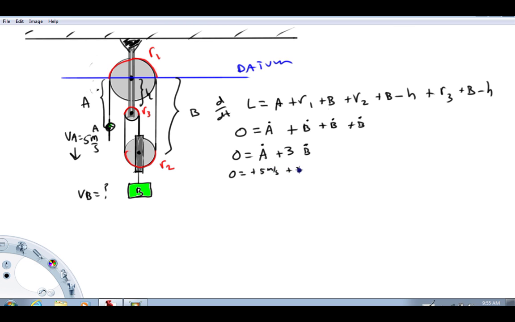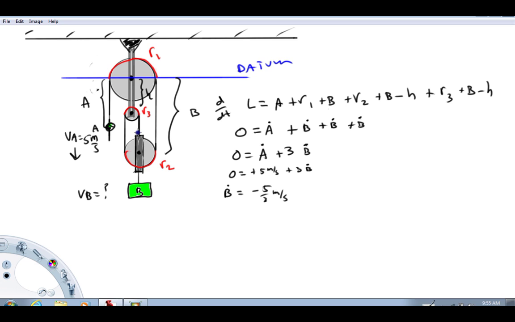Then we have plus 3B dot, and we can just solve that for B dot, and we get minus 5/3 meter per second. The minus sign means the distance B is decreasing, which means that this point is moving up.